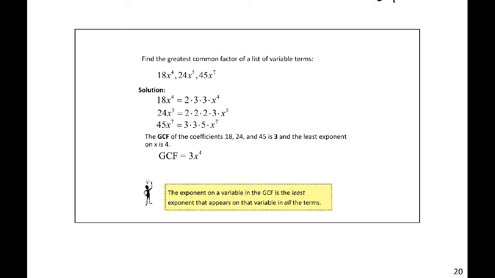The GCF of the coefficients, 18, 24, and 45, is 3, because that is what's in common. They have a common 3 factor. And the least exponent on x is 4. So our greatest common factor is 3 times x to the 4th. Let me just read this exactly: the exponent on the variable in the GCF is the least exponent that appears on the variable in all terms.